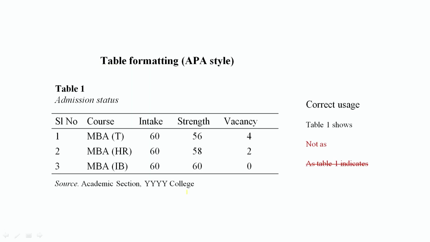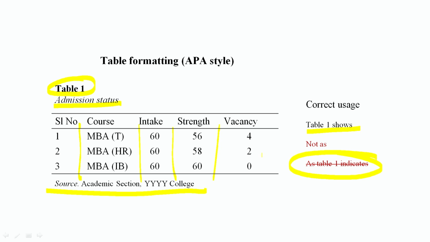Look at this table. See, the table number is given, the title is in italics, there are no vertical lines, and a note is given at the bottom. It is also important to show the table number in the manuscript. So, how do you write? Table 1 shows, instead of table 1 indicates. So, be careful when you format a table or figure. It should be according to the guidelines presented by the university, the journal or the publication house which has specified the formatting guidelines.